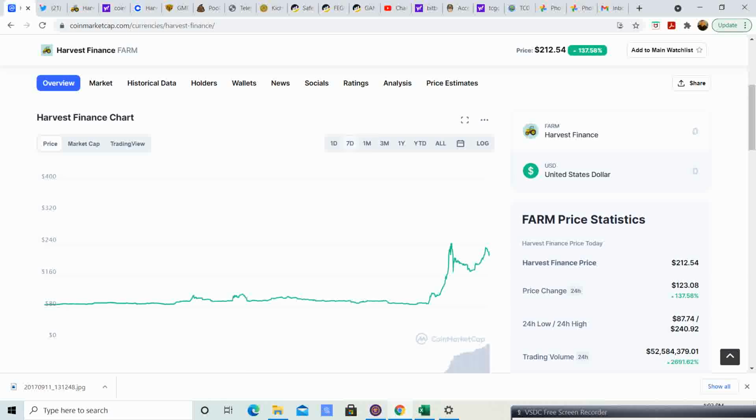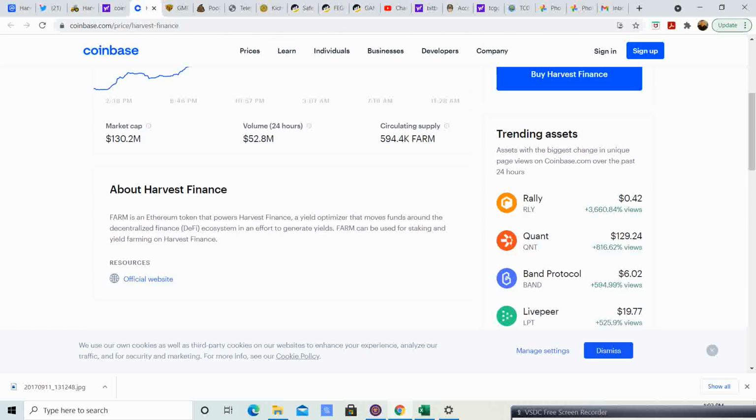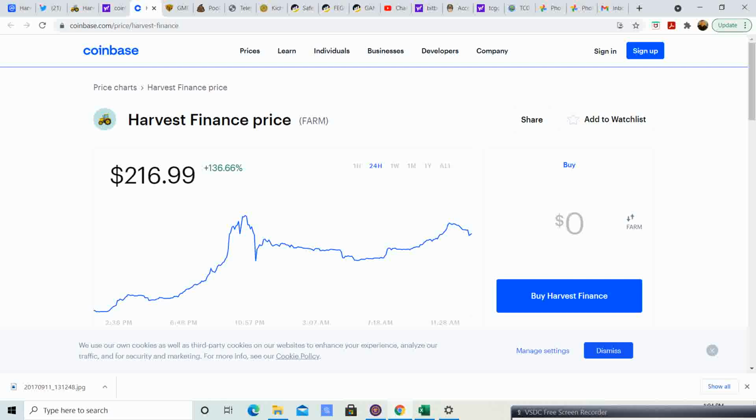So we're going to take a look at the smaller chart. They were trading around the $80 mark, and they went up to almost $240. The reason why is because they got onto Coinbase. So Coinbase is trading at almost $217 right now. It says Farm is an Ethereum token that powers Harvest Finance, a yield optimizer that moves funds around the decentralized finance ecosystem in an effort to generate yields. Farm can be used for staking and yield farming on Harvest Finance. So it sounds like this token is going to gain you guys some rewards.